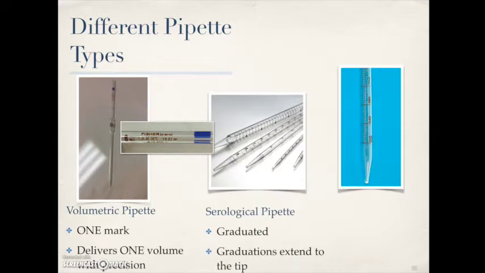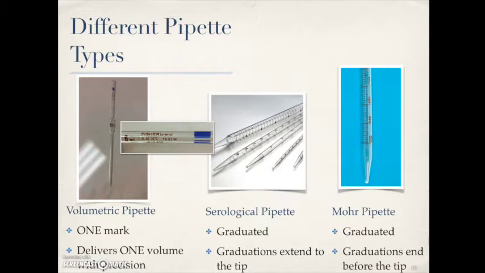The next pipette we see here is called a serological pipette. It, as well as the Moore pipette that we see on the right, both have graduations. However, if you'll notice, the graduations in the serological pipette go all the way to the tip, whereas in the Moore pipette, the graduations stop before the tip.